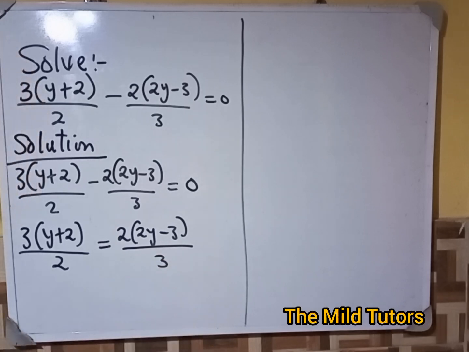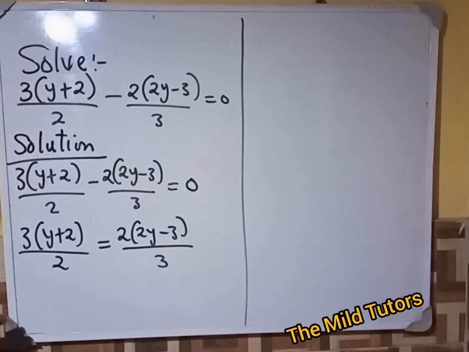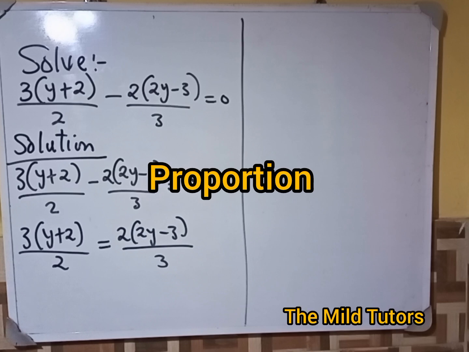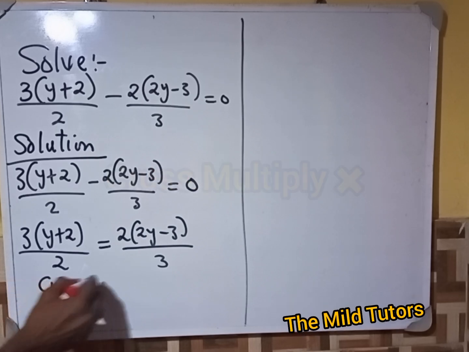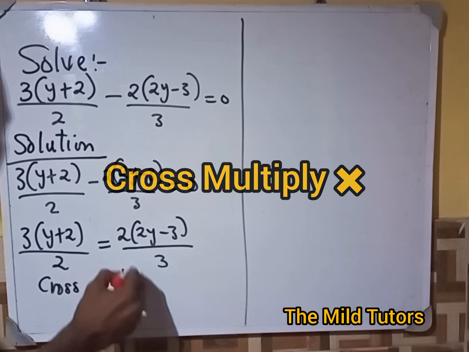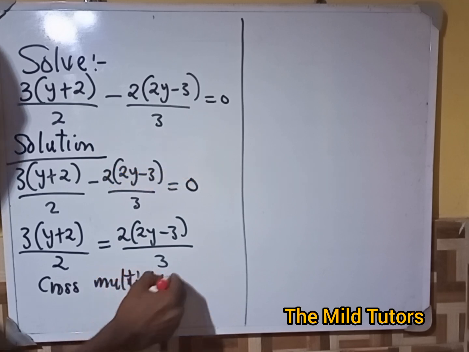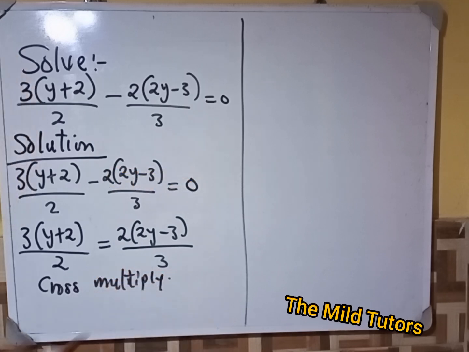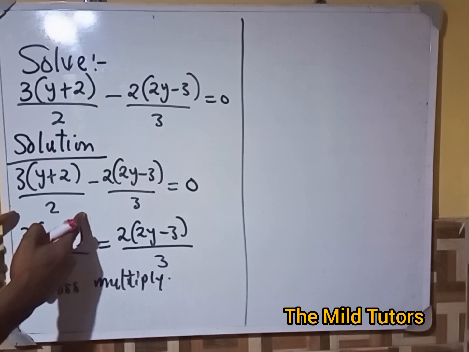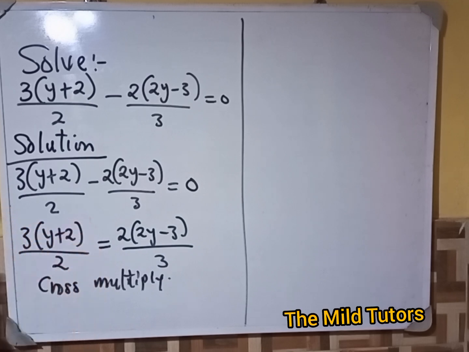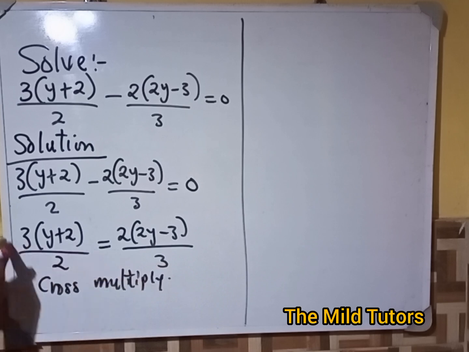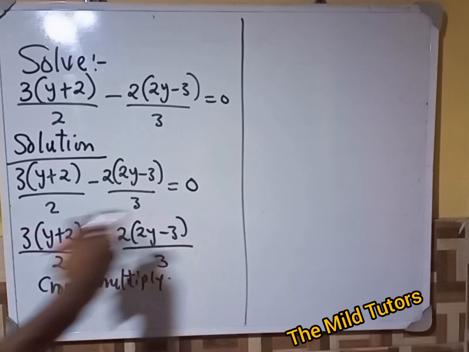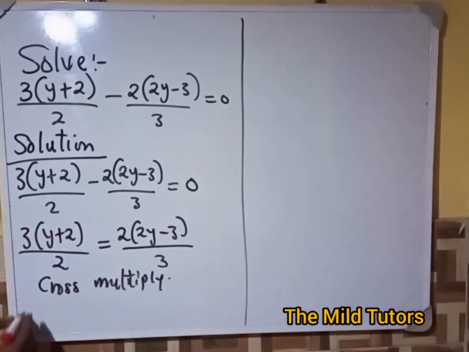So now at this point, this is a proportion. That is two fractions that are equated. So what you do, the best way to solve this is to cross multiply, right? Now the denominator of the second fraction, which is 3, we multiply the whole of the numerator of the first fraction, while the denominator of the first fraction will multiply the whole of the numerator of the second fraction. So you just cross multiply. Okay.